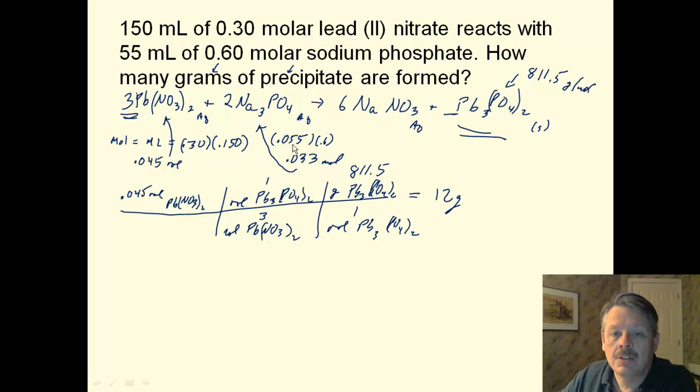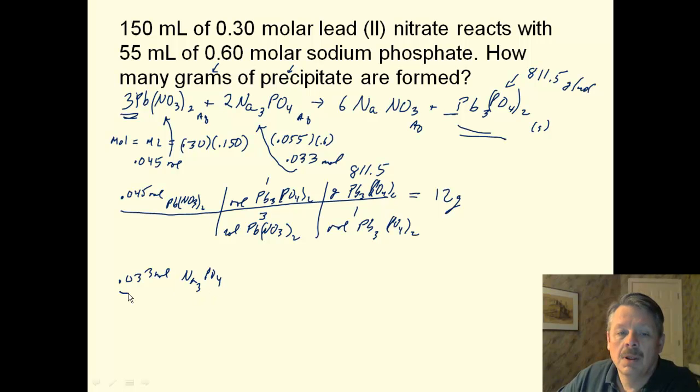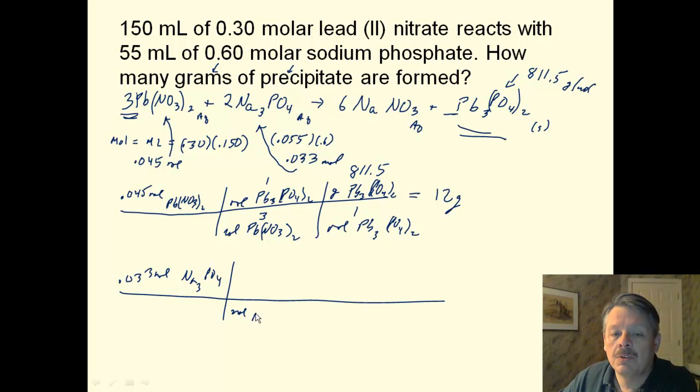And let's see what we have here. We start with 0.033 moles of sodium phosphate, and I have to go through the same process of going from moles of sodium phosphate to moles of lead nitrate. Everything from here on out is going to be exactly the same as up above.